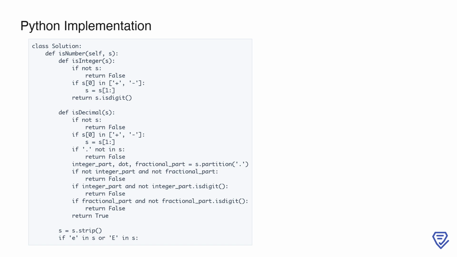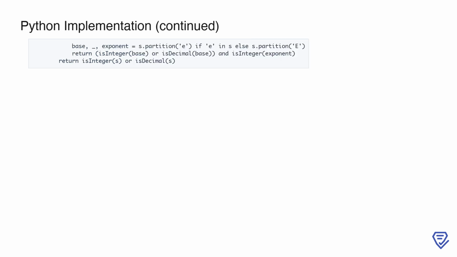At the end of this slide, we strip any leading or trailing whitespace from the input string s and check if it contains the character e or E, which indicates scientific notation. If the string contains e or E, it is split into 2 parts, the base and the exponent, using the partition method. The base is the part before e or E, and the exponent is the part after it.